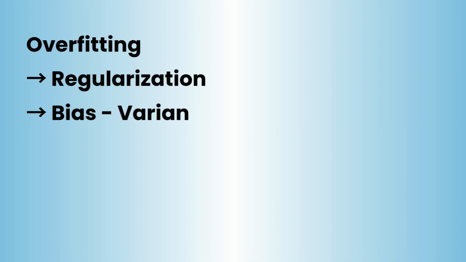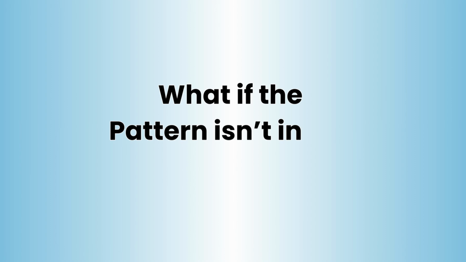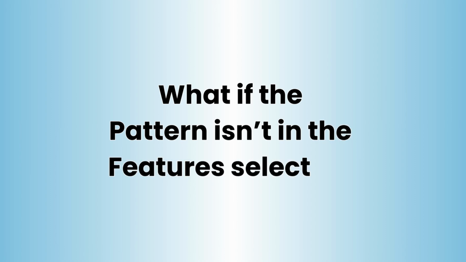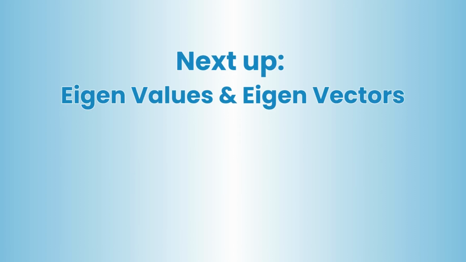So, we started with a model that memorized the data. We used the tool of regularization to constrain it and discovered that we can mathematically control the bias-variance trade-off. We have mastered how to select features and stabilize our models. But what if the true pattern of the data isn't the features we selected at all? What if the secret structure is hidden inside the matrix itself, along the axis we haven't found yet? That's where eigenvectors come in, and that's what we will decode in the next video.